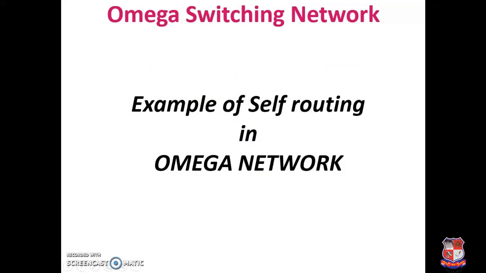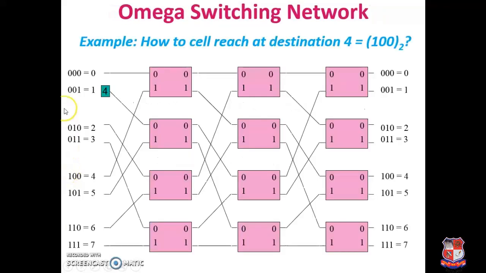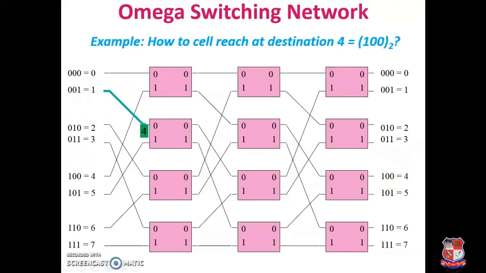Example of self routing in Omega network. First of all, we can see over here, this is the 4 number cell, and the source is 1, and the destination written inside the cell is 4. So now this is the destination. How can it reach? Check this.